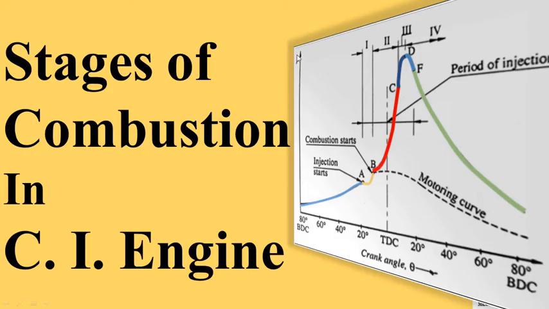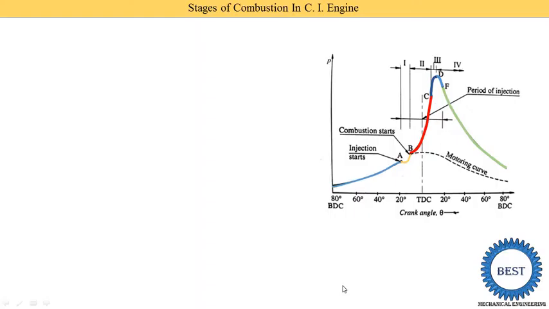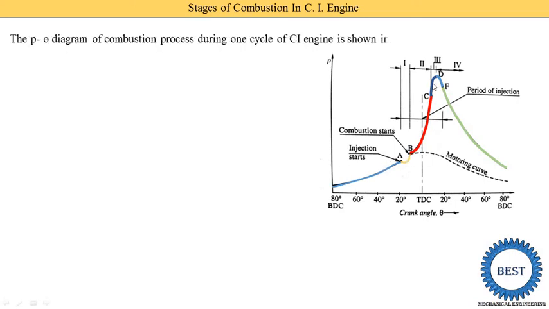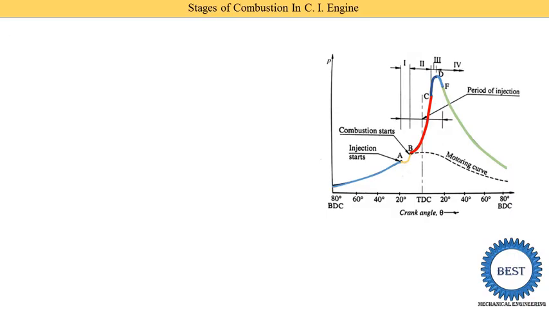On the y-axis there is pressure and on the x-axis there is crank angle theta. Here you see this diagram, where various colored lines are available. They indicate the various stages, which we will understand later on. The P-theta diagram of the combustion process during one cycle of a CI engine is shown in this figure. It is only for one cycle, and this process is divided into 4 stages as discussed below.